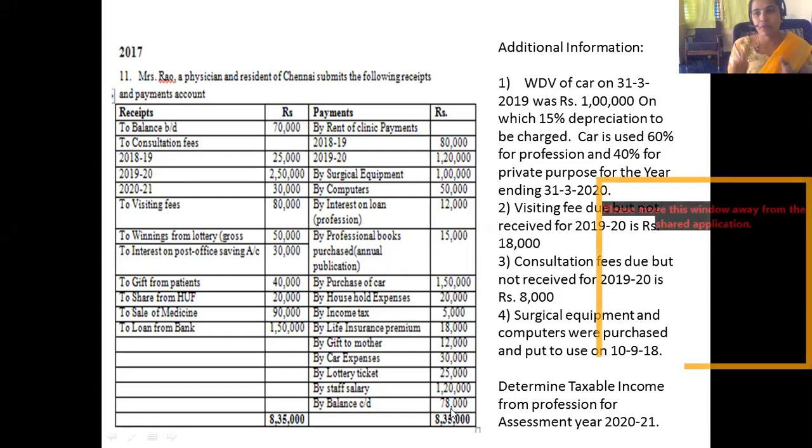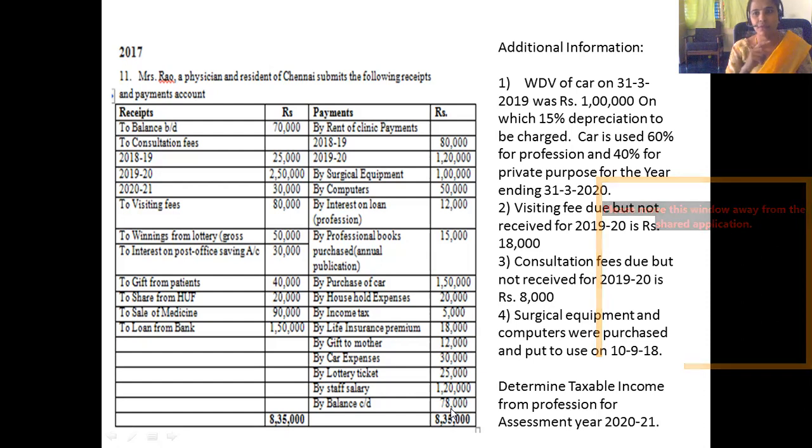That isn't a problem for us. Whatever is received in cash, we record. So coming down here, going by the receipts, consultation fees. For consultation, we will have to take the total of all the years: 18-19, 19-20, 20-21. So all these three will be added up.